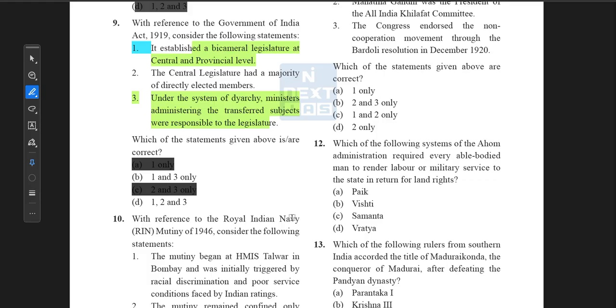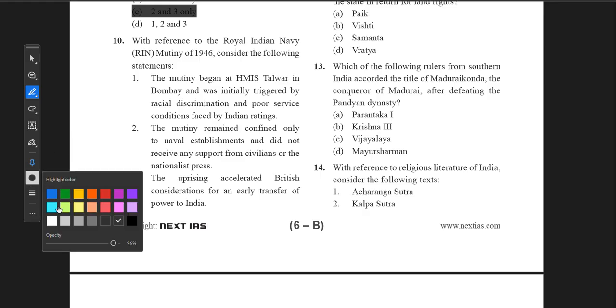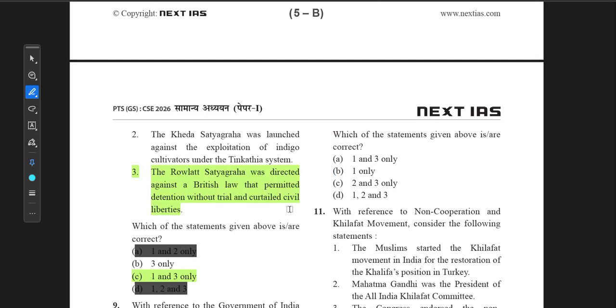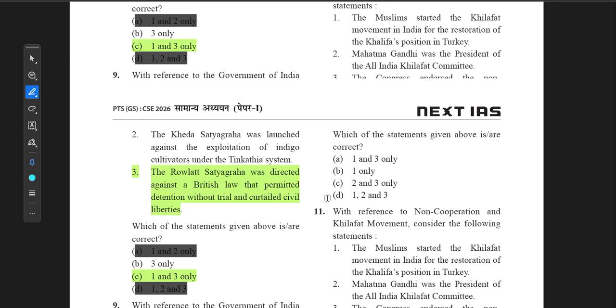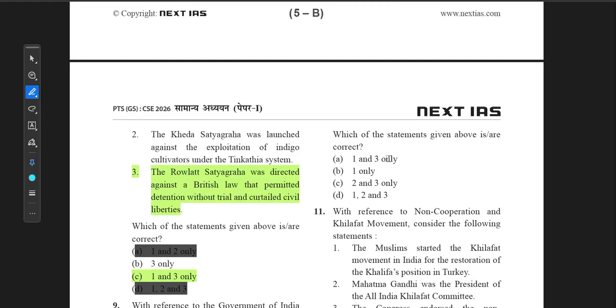Now let us see the next question. Question number 10. With reference to the Royal Indian Navy (RIN) mutiny of 1946, consider the statements. The mutiny began on the HMIS Talwar in Bombay and was triggered by racial discrimination and poor service conditions faced by Indian ratings. The mutiny remained confined only to the naval ships and did not receive any support from civilians or nationalist groups. This is wrong. The British considered it seriously. Three is correct, and one is also correct. So one and three.